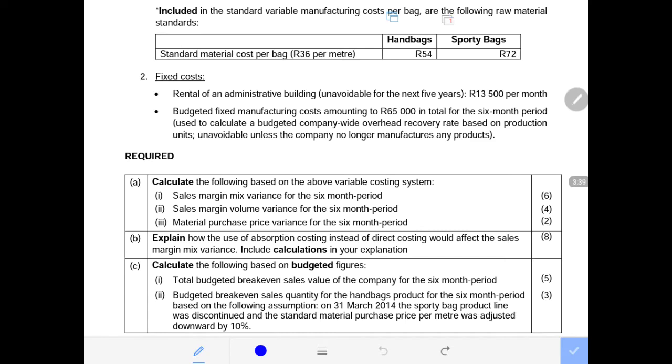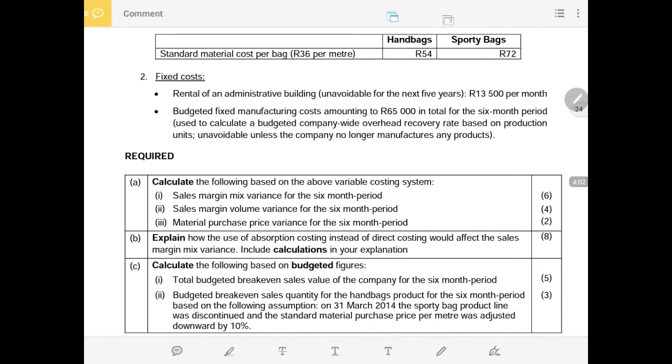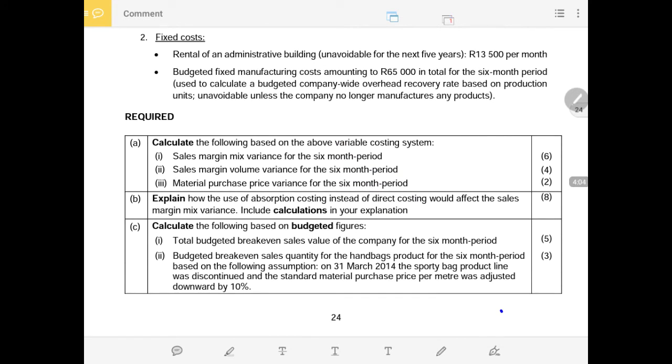Then once again, sometimes they can say calculate the contribution at the break-even point, meaning you need to calculate the break-even point units, then you multiply it by the contribution. Remember, contribution is the selling price minus all the variable cost. So this is exactly emphasizing what I highlighted previously.